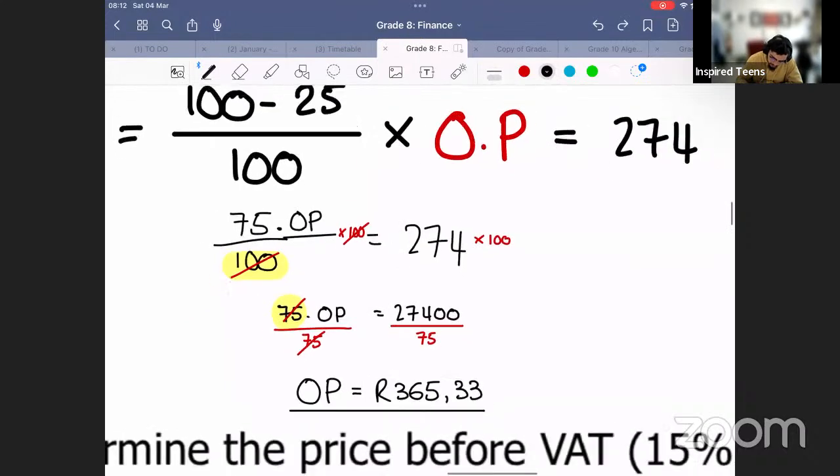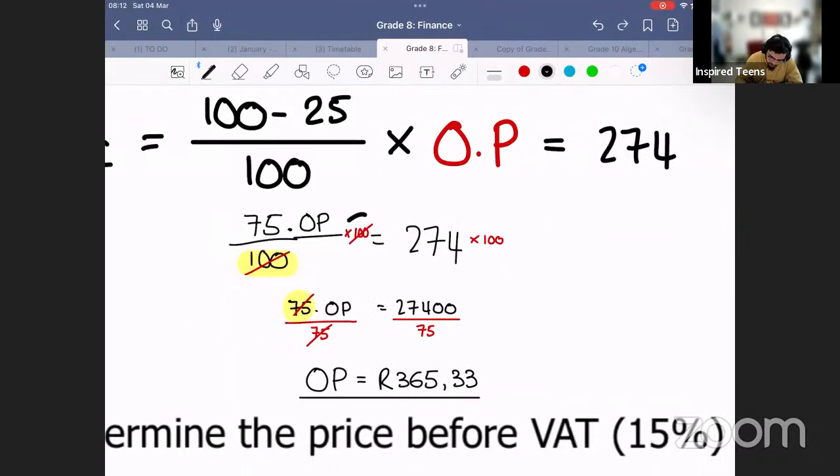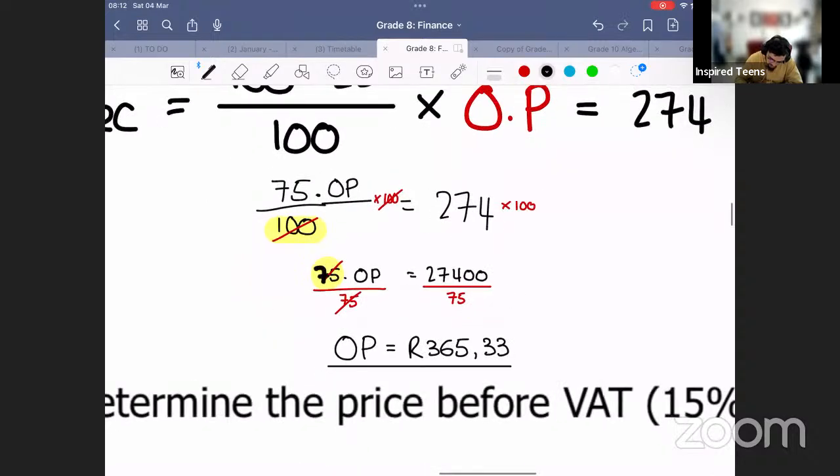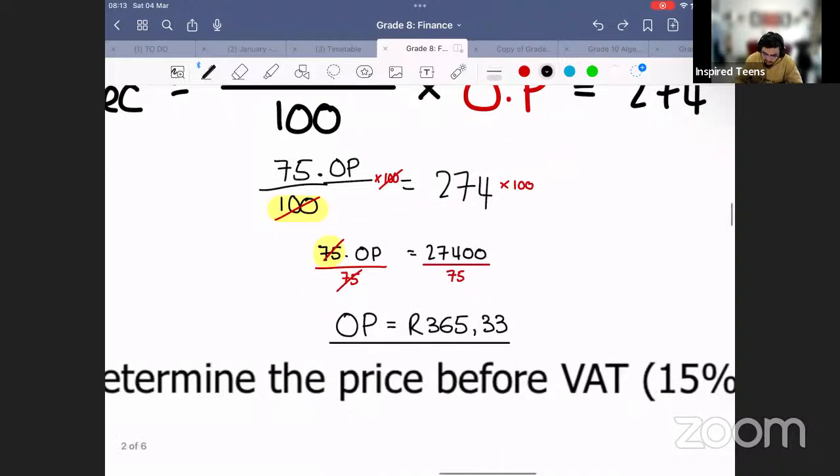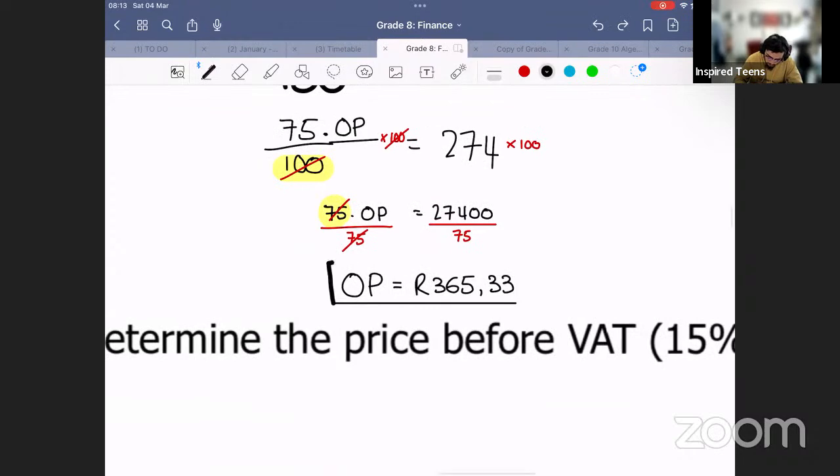Then in order to simplify, there's a division by 100, so I multiply both sides by 100 to get rid of it. When I multiply that by 100, I have 2740. Then I'm left with 75 times OP. I can get rid of that by dividing both sides by 75, because when I divide this by 75, it's going to cancel the 75. Whatever I do to the left, I have to do to the right to keep it an equation. Otherwise, it won't be equal. And then we have OP, the original price, is that.